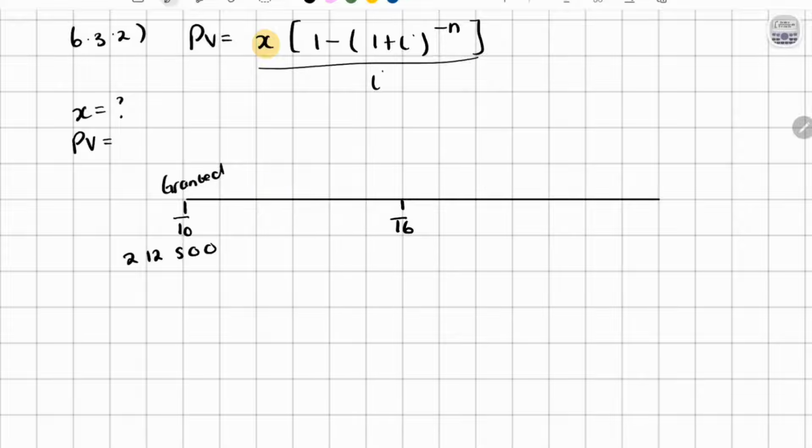So this is what I'm saying here. His loan was granted at T0. He was supposed to start paying 1 month after, which would be at T1. The problem is he didn't start paying at T1. He started paying 6 months after the loan was granted, at T6. So he has missed some payments, but you have to count how many payments were missed: the first, the second, the third, the fourth, the fifth, and then he made a payment here.